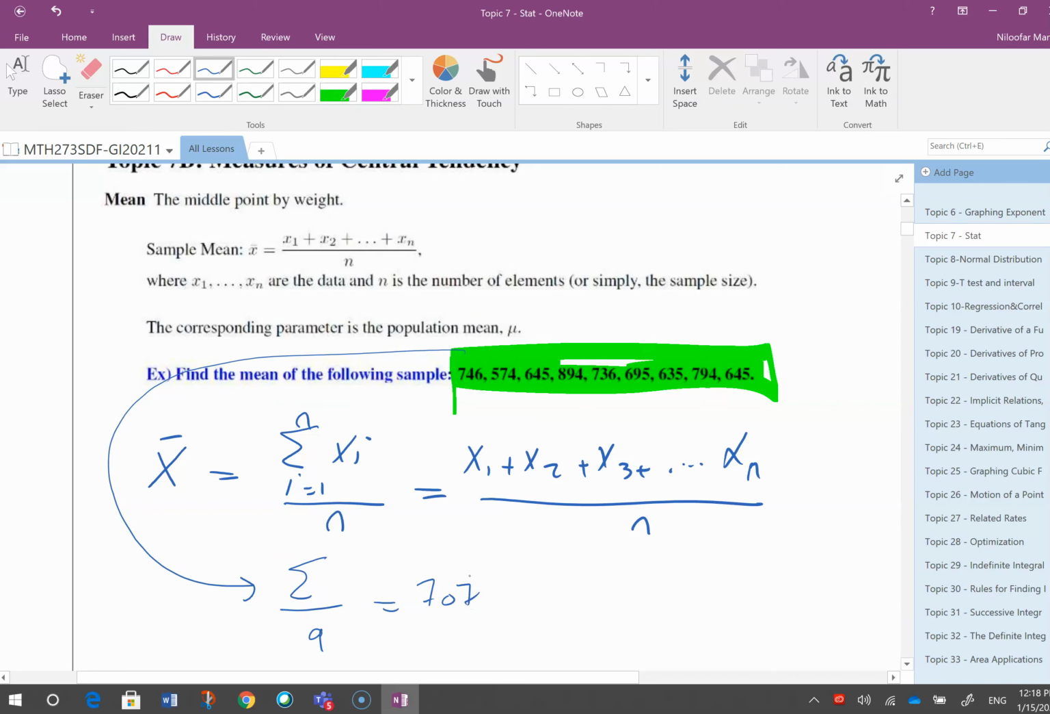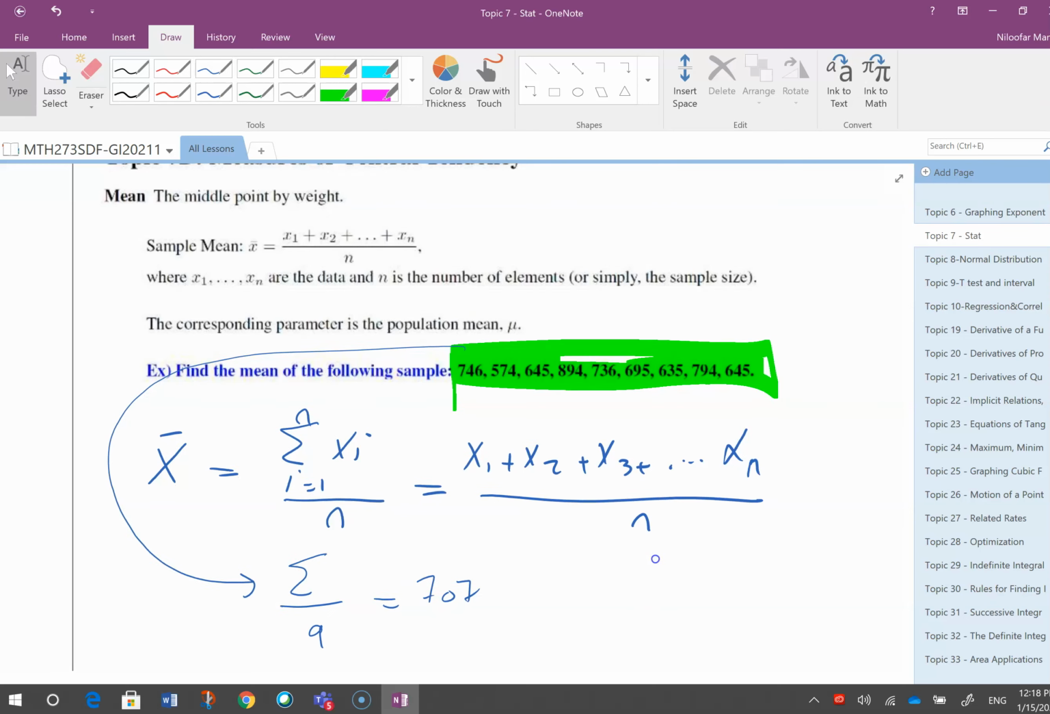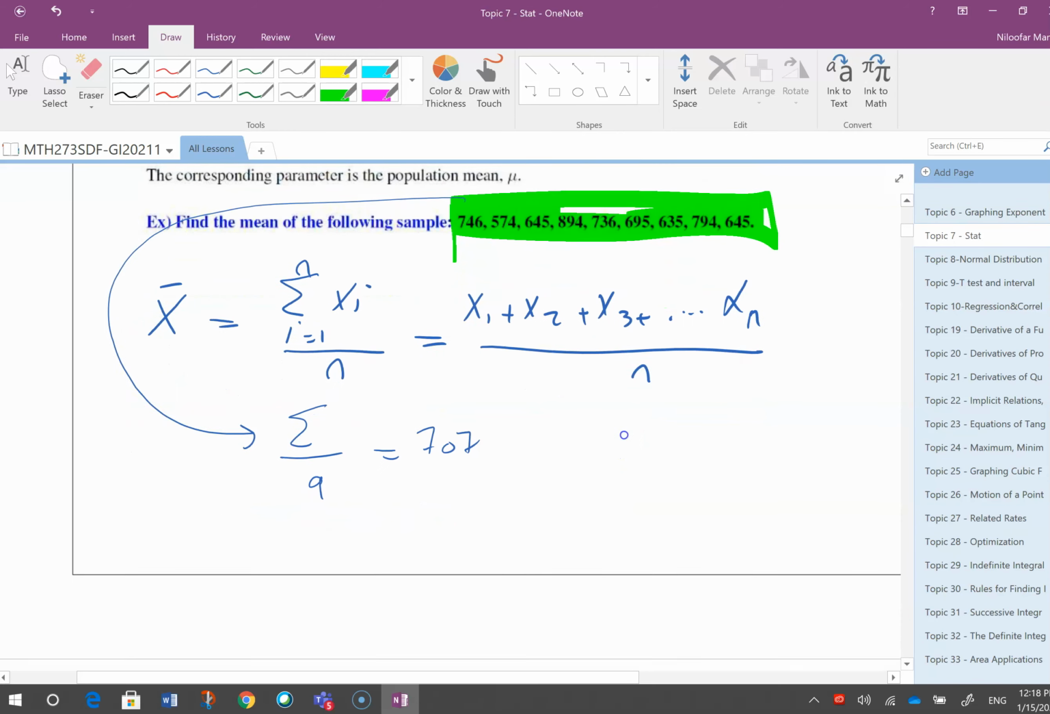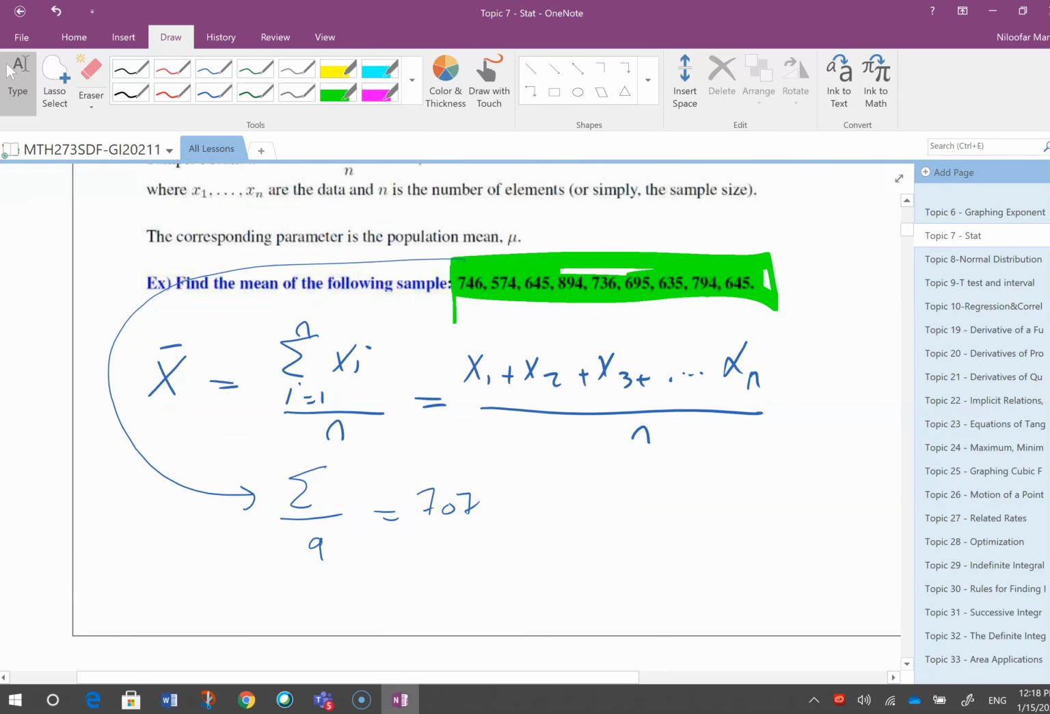So this is the mean, the sample mean. You add them all and divide by the number that you see. If I make a mistake, let me know. Let me just check. So 746 plus 574 plus 645 plus 894 plus 736 plus 635 plus 794 plus 645, and then divided by 9.